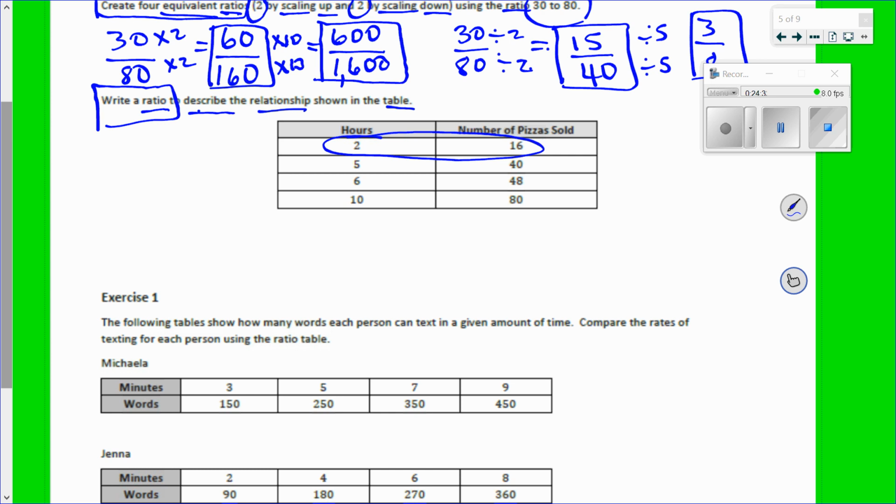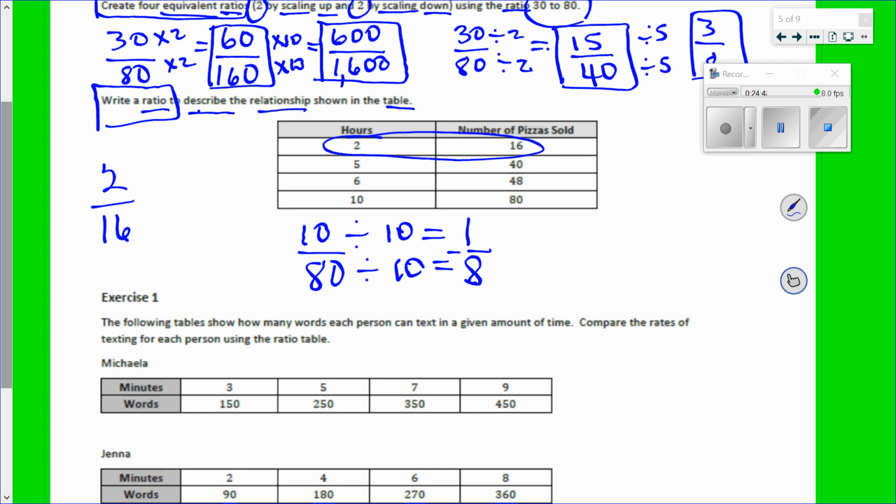Okay, so let's use 2 to 16. I'm also going to throw up there 10 to 80. I like that. I see where Sarah was going with that. Divide by 10. That gives you 1 to what? 8. And same thing here. Divide by what? 2. Okay, this is the one Christina was talking about. 1 to 8.